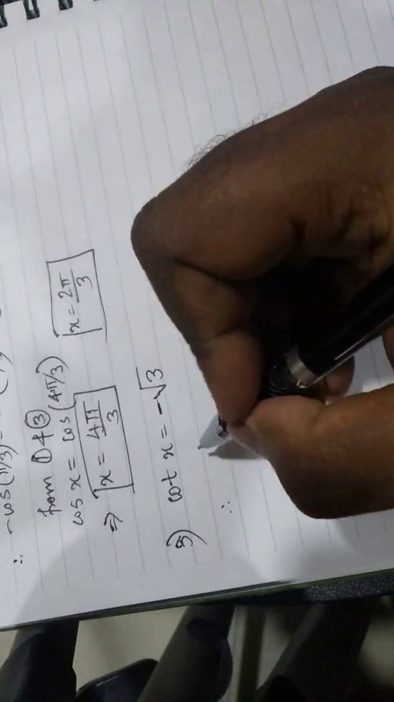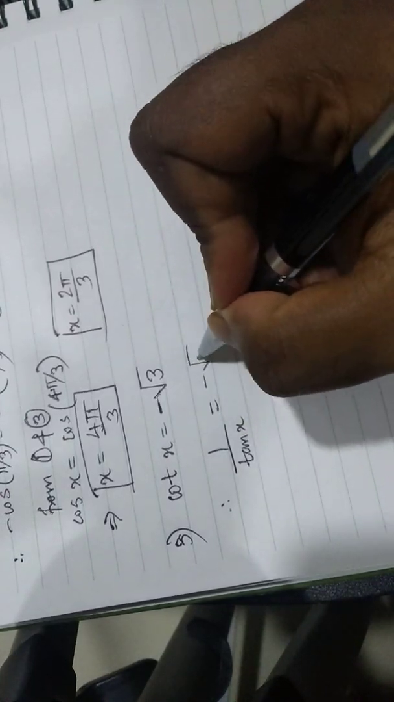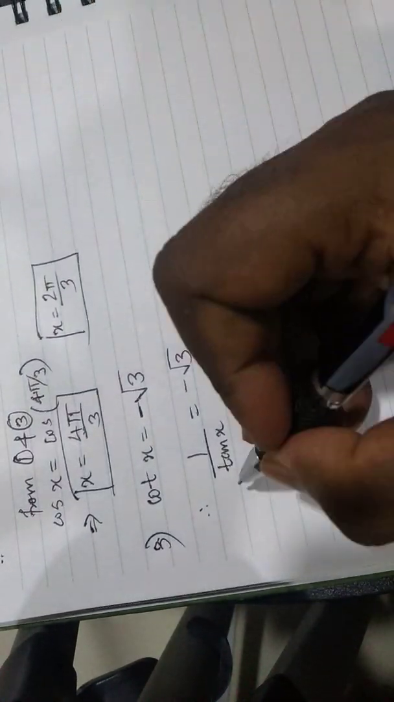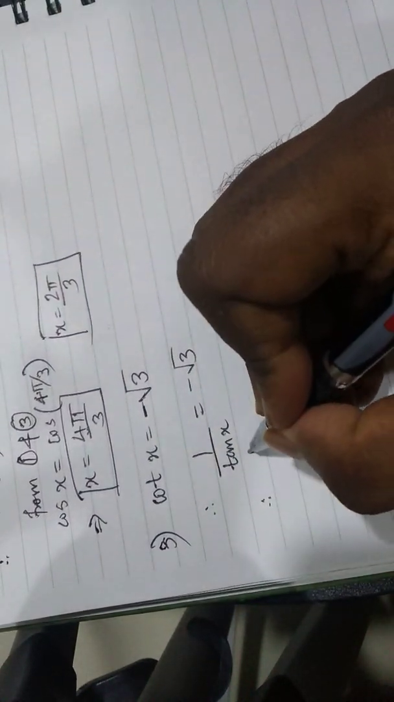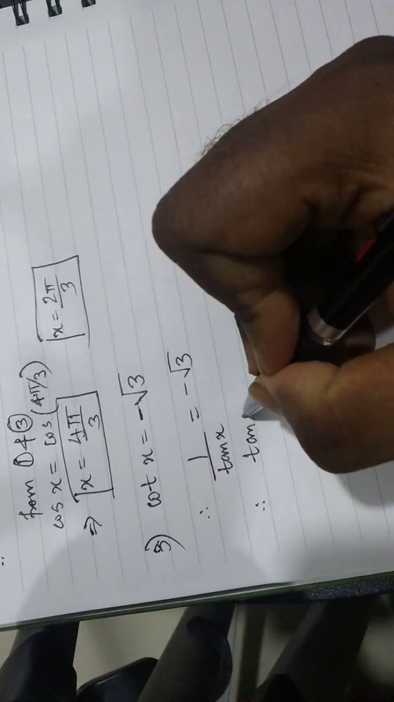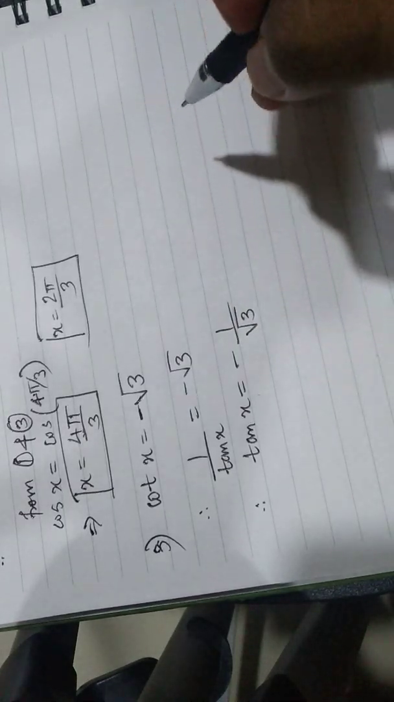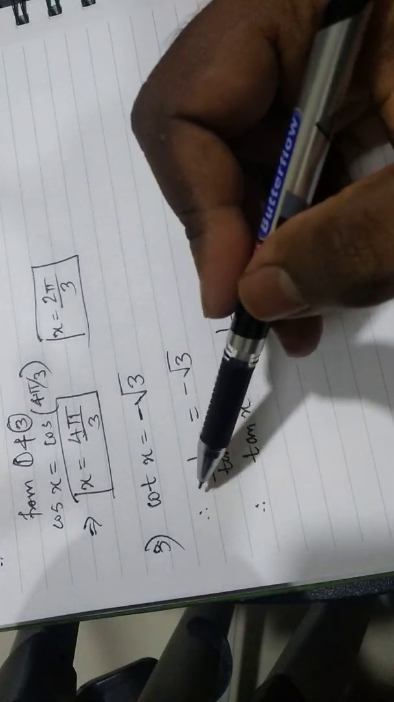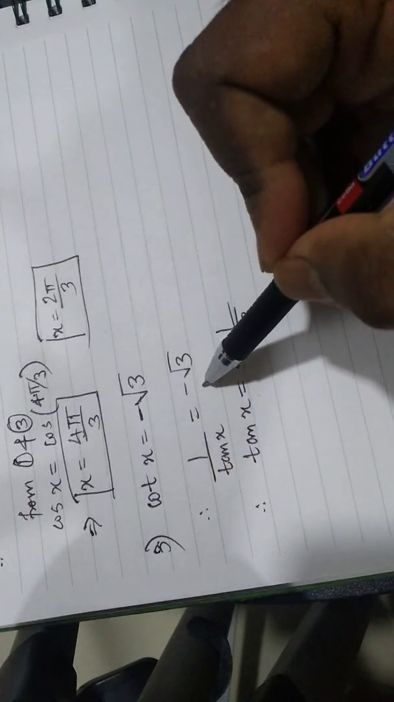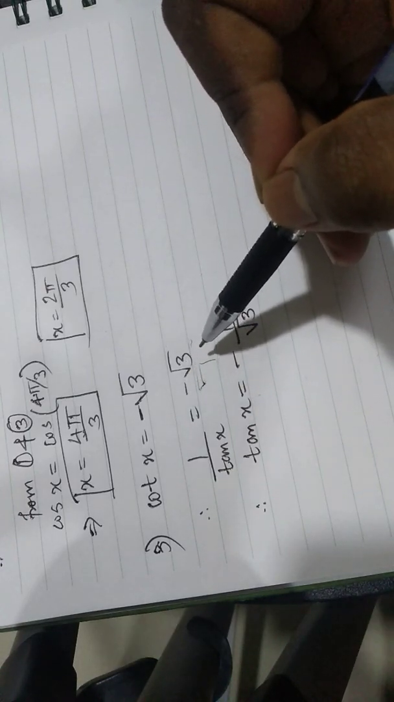Anyway, so cot x is going to be 1 upon tan x, which is equal to minus 1 upon root 3. Cot x I can write as 1 upon tan x. So therefore, now since these two ratios are equal, I can use the invertendo property. So tan x equal to minus 1 upon root 3. So invertendo simply says that numerator becomes denominator, denominator becomes numerator. Okay, so that is what is happening here. It is minus root 3 upon 1.